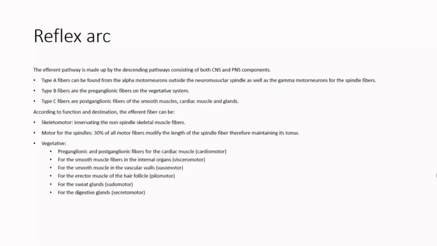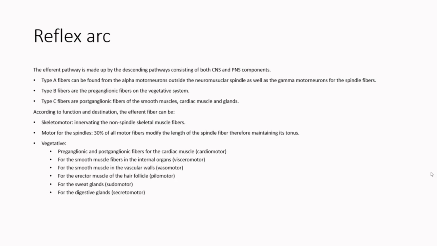The reflex centers can be found in three levels. The medulla level, here we find both somatic and visceral reflexes. And then you have the subcortical level. Here we find reflex arcs in the brainstem, cerebellum, the encephalon, basal ganglia, and then you have the cortical level.